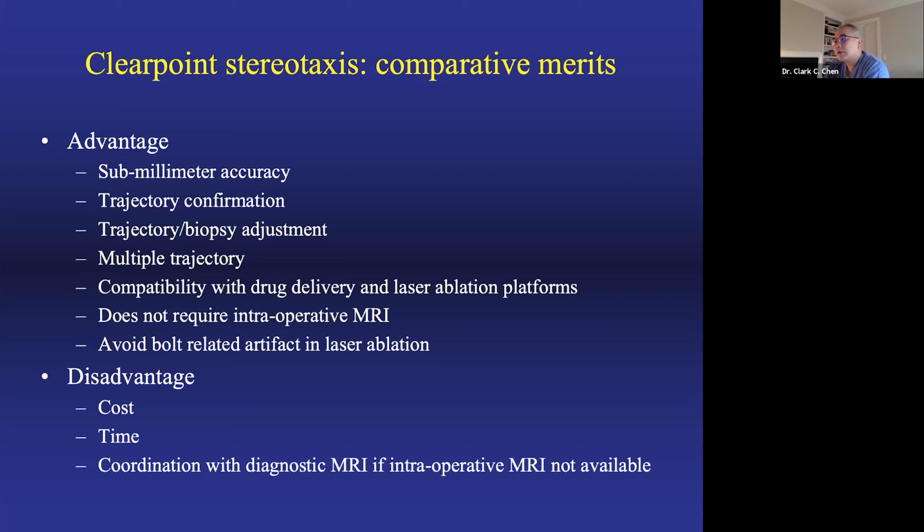We've used this platform for drug delivery and for laser ablation. And one of the key things that I use this for in terms of laser ablation is that when you use the ClearPoint frame, you do not need to insert a bolt. The reason that's important is that, to date, the bolts that we have are metallic and they create an artifact around the site of placement. And that artifact, if it's next to a superficial lesion, can obstruct your view of your laser ablation. And so for superficial lesions, I would come to ClearPoint in order to avoid that distortion.